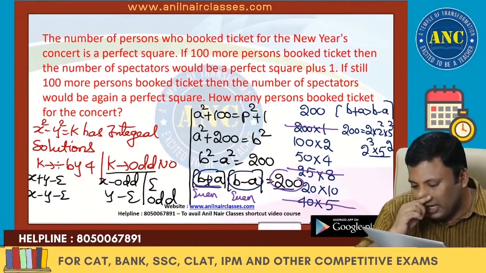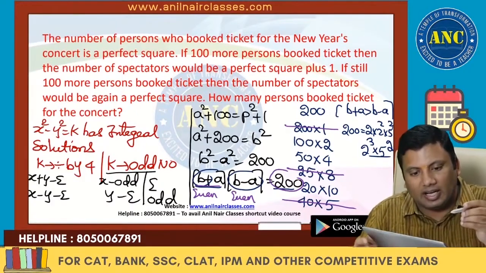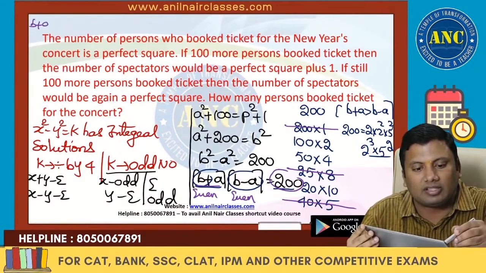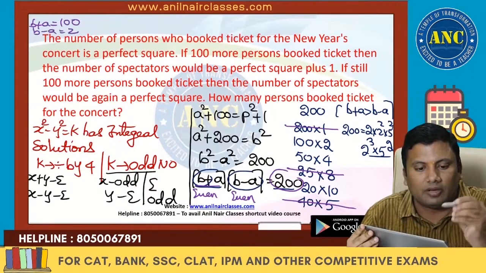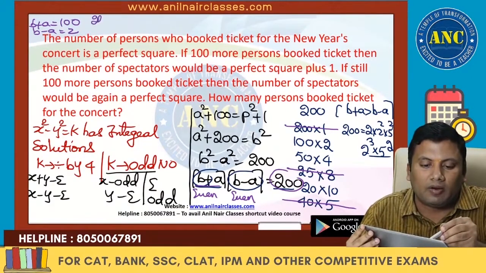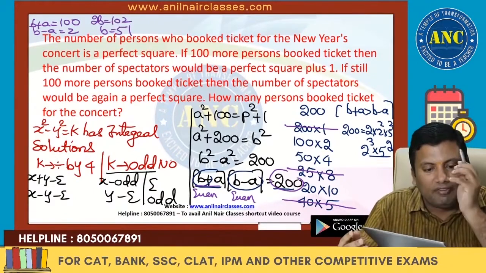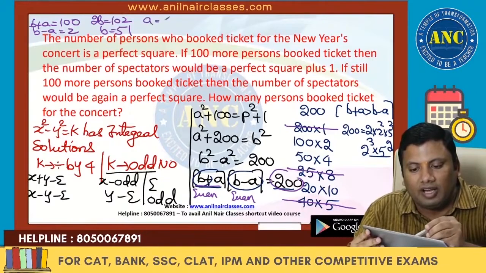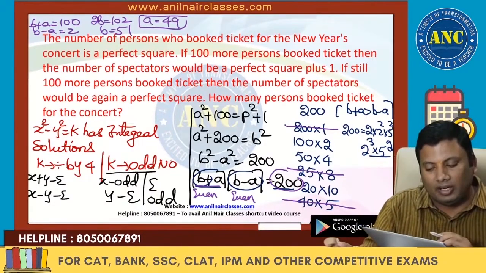Now, if I take b plus a as 100 and b minus a as 2, adding gives 2b equivalent to 102. So b is 51, and a is 49.